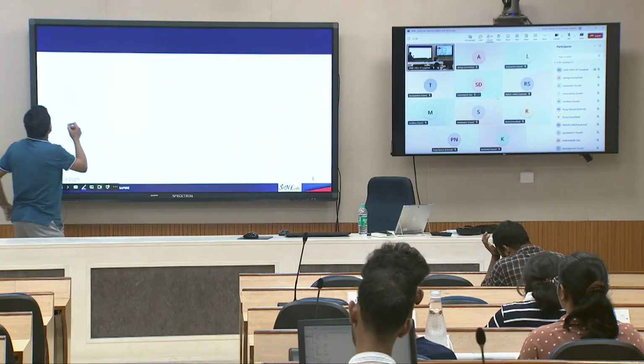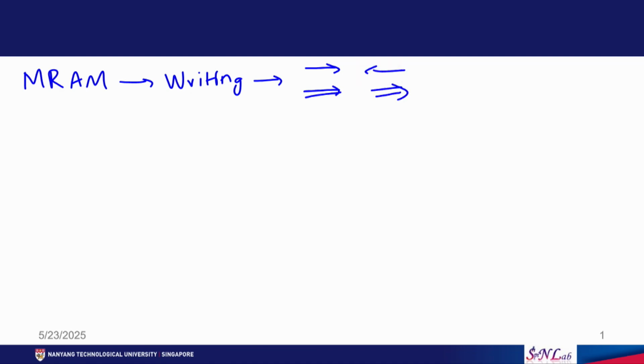So we have been learning about MRAM, magnetic random access memory. First we learnt about writing mechanisms. How do we write information in MRAM? Writing is basically switching the magnetization of the free layer to be either parallel to the reference layer or anti-parallel to the reference layer. To achieve this, I explained three different methods.